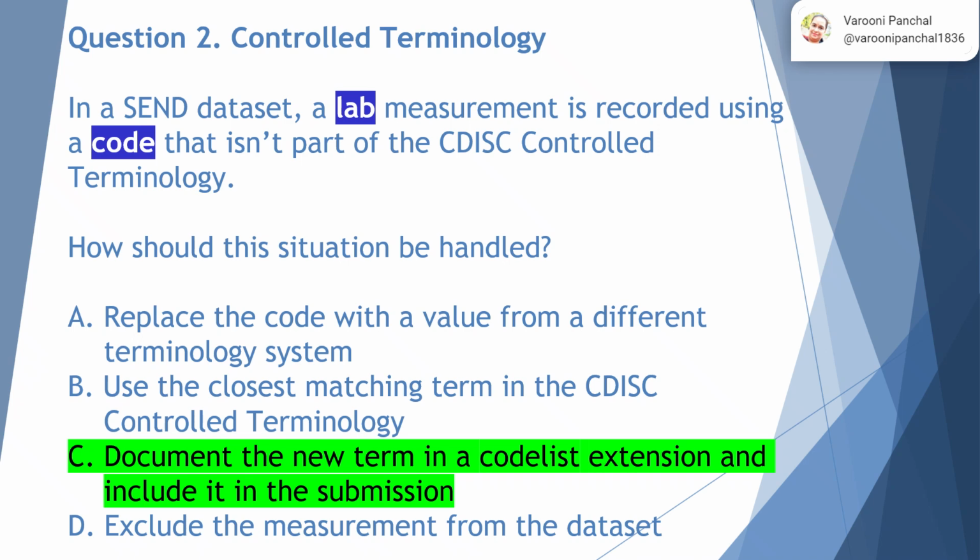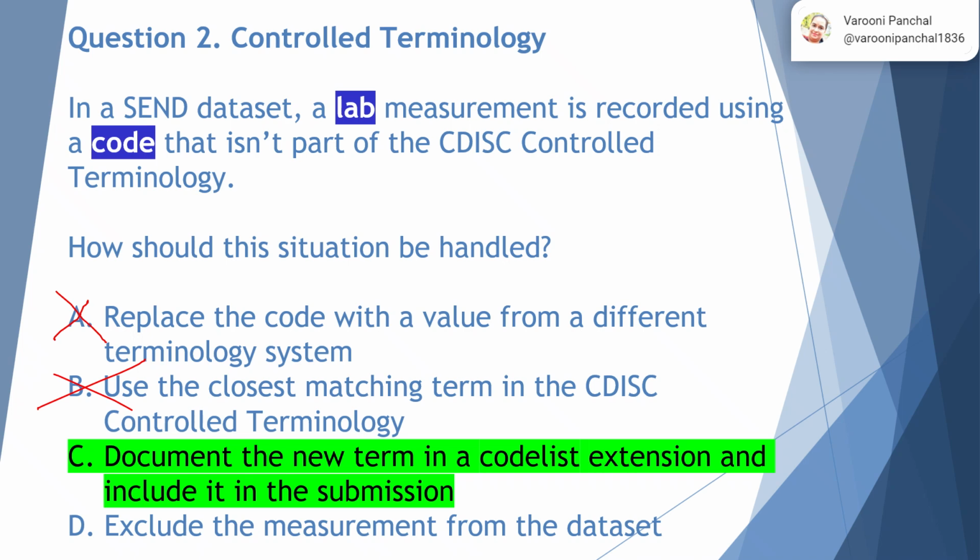Question 2. Controlled terminology. In a SEND dataset, a lab measurement is recorded using a code that isn't part of the CDISC controlled terminology. How should this situation be handled? Option A is replace the code with a value from a different terminology system. No, you cannot replace that code with any different terminology system outside the CDISC controlled terminology. Use the closest matching term in the CDISC controlled terminology. No, you cannot use the closest matching term. You have to use the exact controlled terminology.